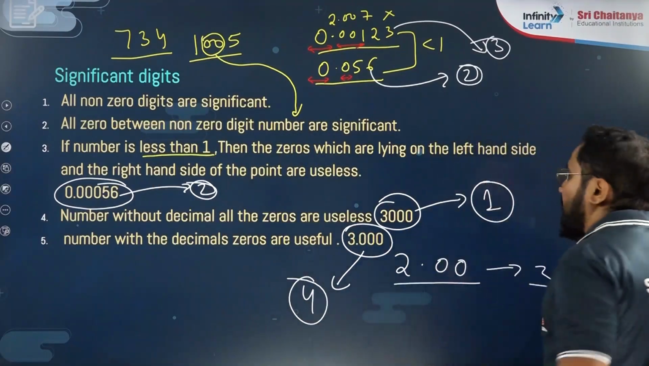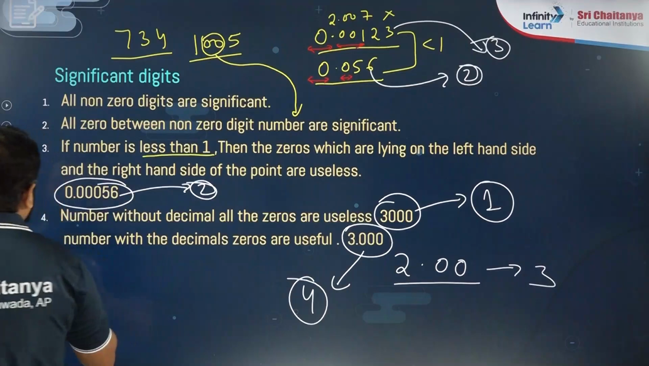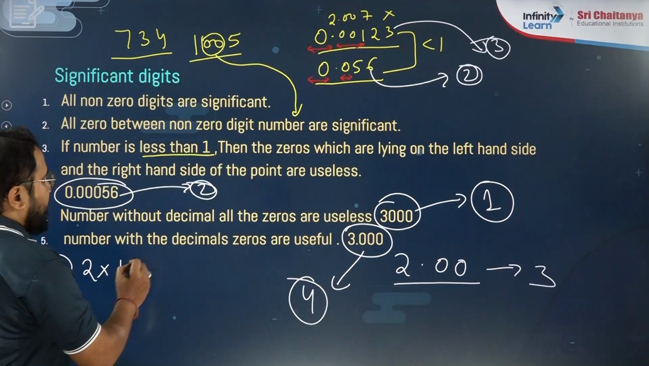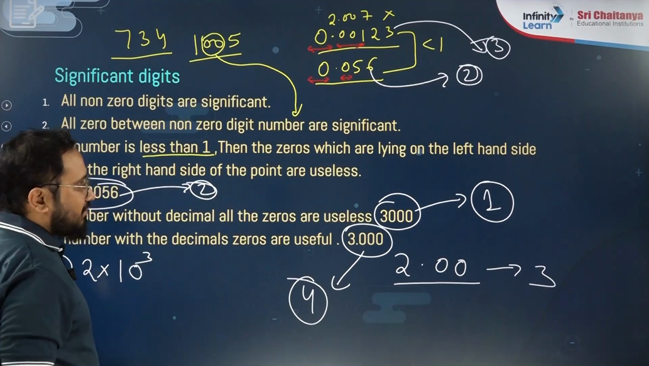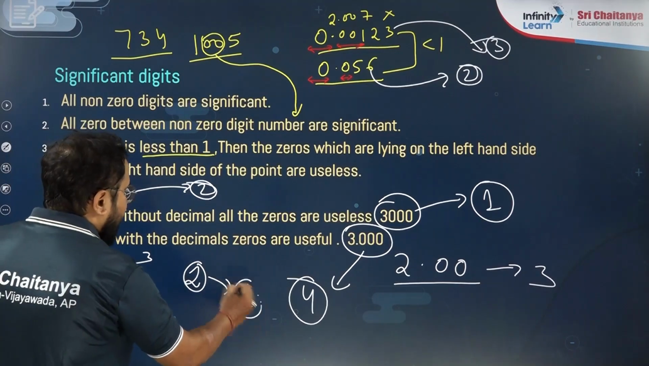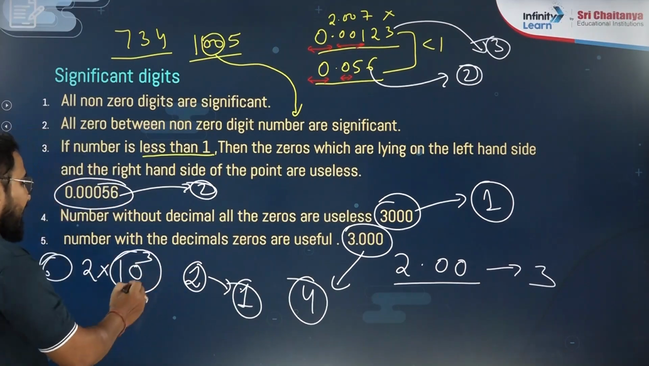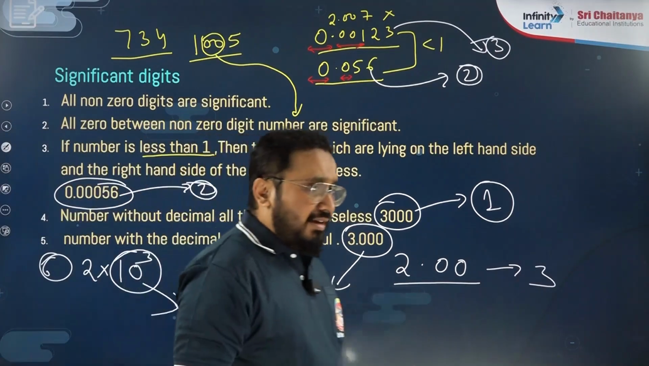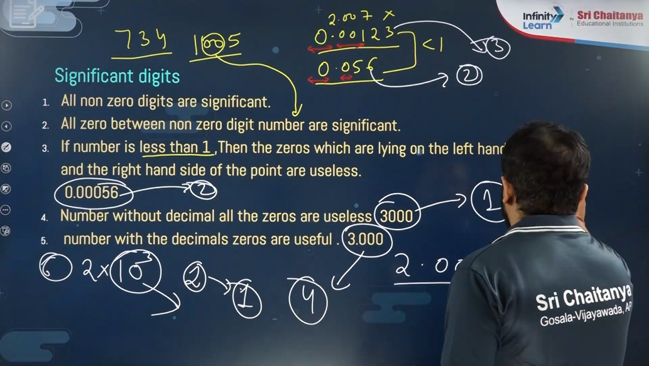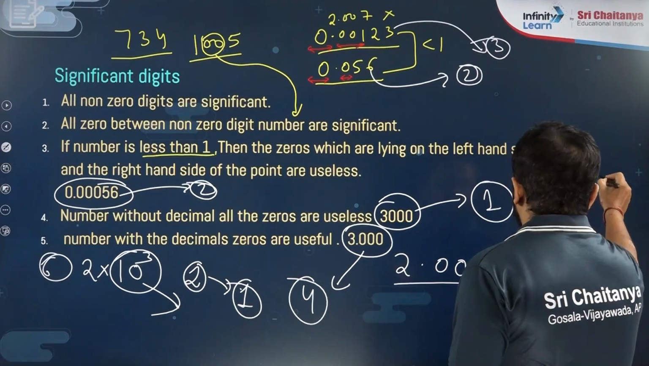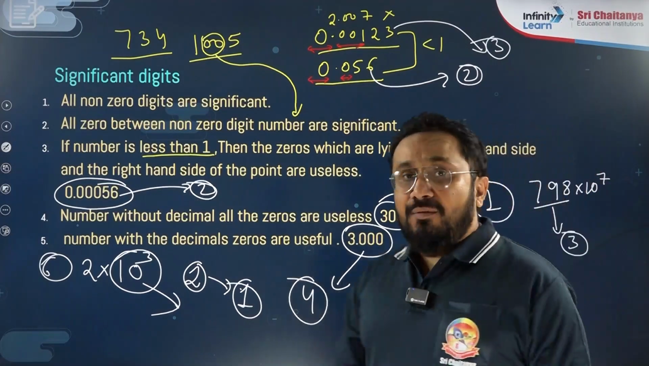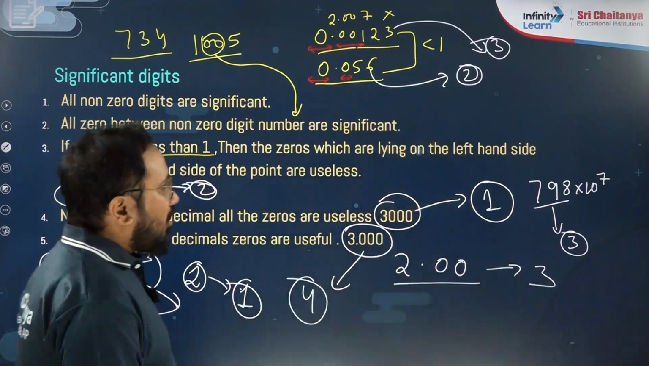One more point we are going to add over here. Anything written as 10 to the power, like 2 into 10 to the power 3, what is that? It is useless. So only 2 will be the significant figure. That means the significant figure will be 1. 10 to the power written anything is not considered a significant figure. If I write like this, 798 into 10 to the power 7, how many significant figures will be there? 3. So all of you have understood.